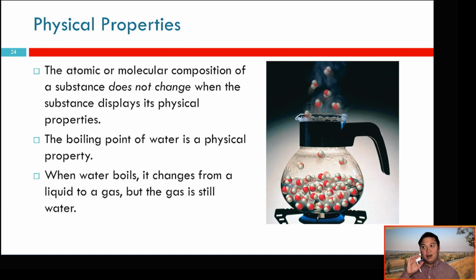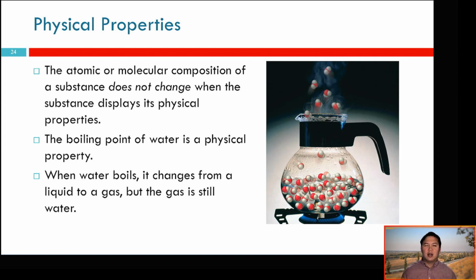Just know that even though chemical properties do change the physical properties by changing the composition, by changing the substance, the physical properties are ones that you can observe without changing it. You might think of boiling in this example, right? The atomic or molecular composition of a substance does not change when the substance displays its physical properties. Like the boiling point of water is a physical property.